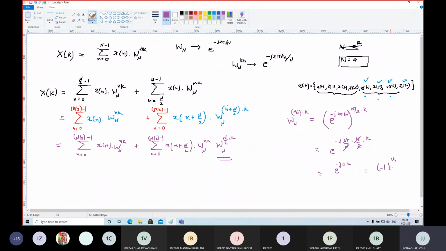How? Can anybody explain? E raised to minus j pi is minus 1. Please repeat again. E raised to minus j pi equals cos pi minus j sin pi, that is minus 1. Okay, that's also fine. Otherwise, you may think like k can be even and can be odd.